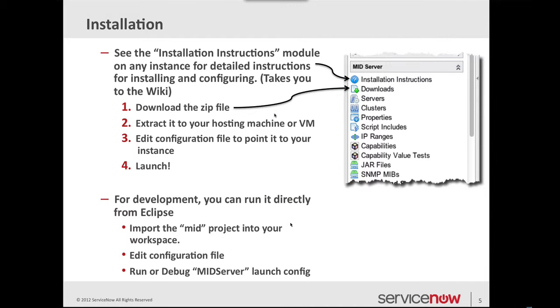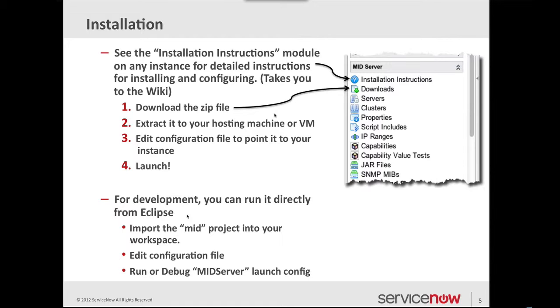So typically, the installation is fairly simple. There's a module called MIS server that comes straight out of the box as soon as you have the instance enabled. You go click into the download page. It'll allow you to download a zip file. We support 32-bit and 64-bit MIS servers.